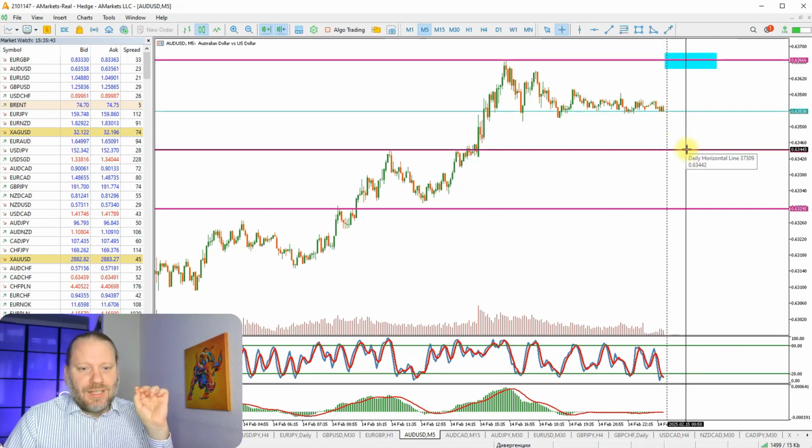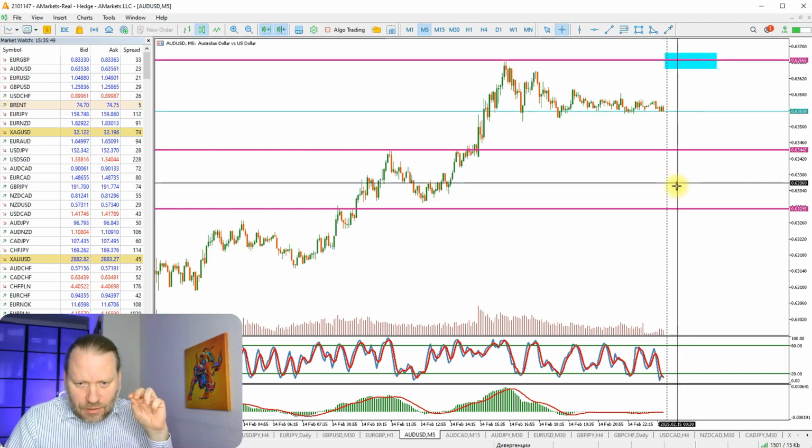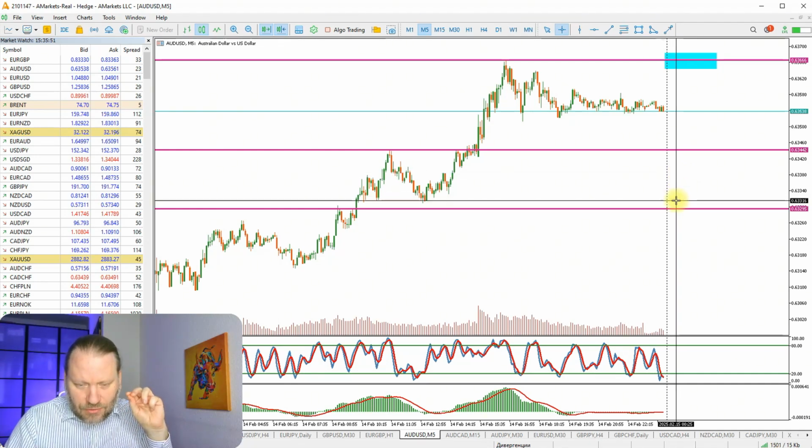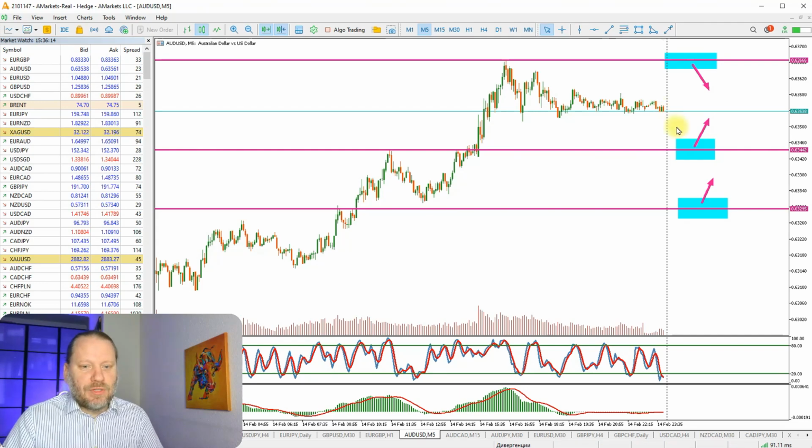On the other hand, if the price goes down, there will be two support lines. One line is at 0.63442 and the second one is at 0.63295. And if the price reaches these reversal points, then from them you can buy the Australian dollar and make money on the growth.